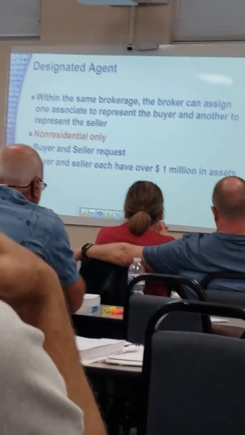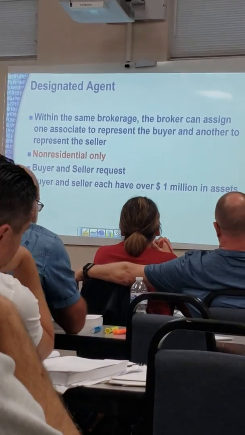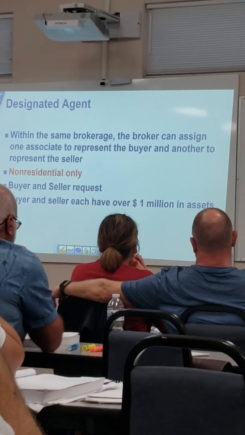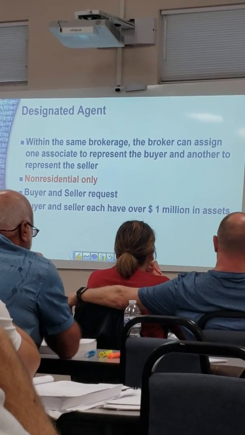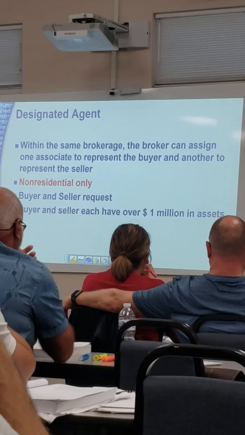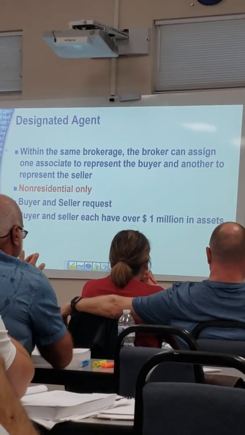Then we have a designated agent relationship. Designated agent relationship is when the broker now designates one associate in the broker's organization to represent the seller as a single agent, and a different associate in the broker's organization to represent the buyer as a single agent. It's not dual agency. So what the broker is saying, I'm giving up my legal responsibilities to my agents. I'm not in the legal relationship anymore. I'm in a contractual relationship because I still have to get the money. So my legal responsibilities are vested with two separate agents in my organization.